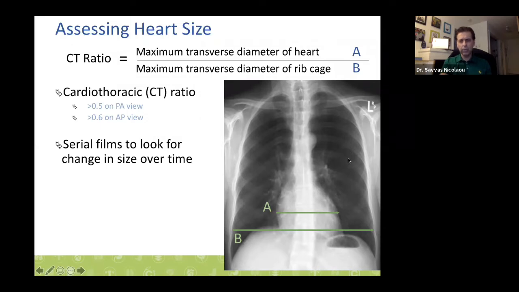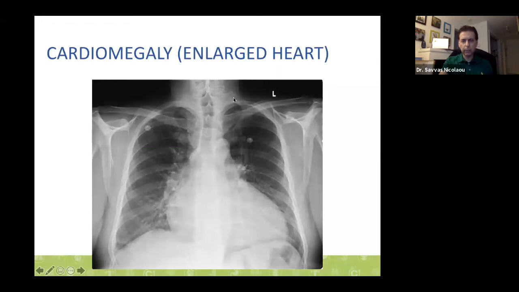So basically, how do we determine the cardiothoracic ratio? Maximum transverse diameter of the heart, which is A, from the right heart border, the right atrium, to the left heart border, the left ventricle, divided by the maximum transverse diameter of the rib cage. So you find the rib cage and you go on the inside on the right to the inside on the left. That defines the maximum transverse diameter of the rib cage. You divide those two values.